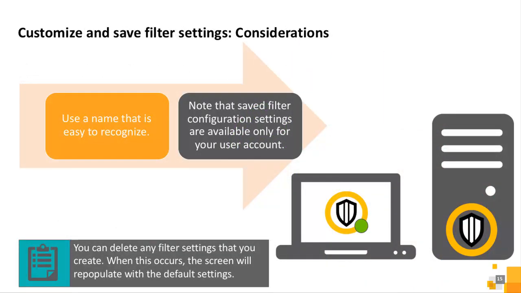Custom report settings can be saved in a filter, so the report can be generated again at a later date. The name that you specify appears in the Use a Save Filter list box for that type of logs and reports. It is important to note that the saved filter configuration settings are available only for your user account. Other users with reporting privileges do not have access to your saved settings.